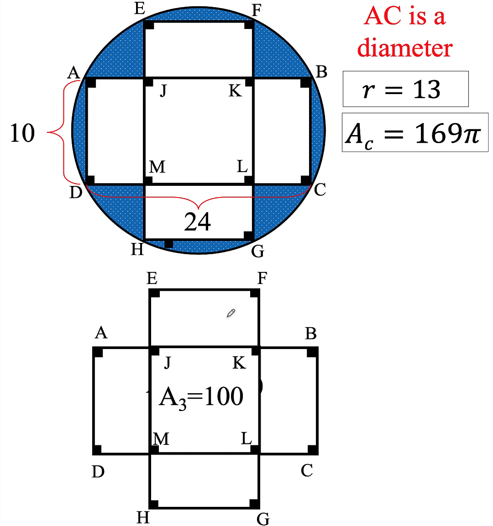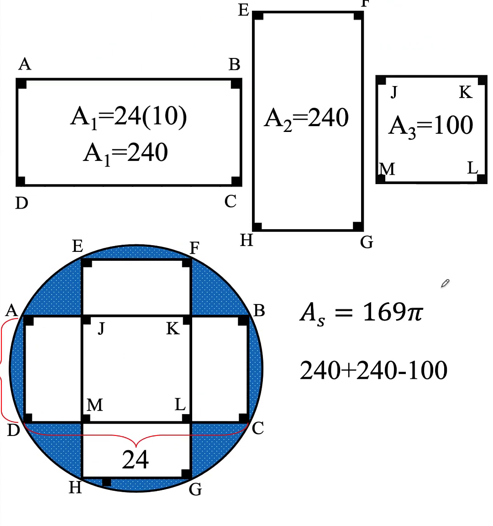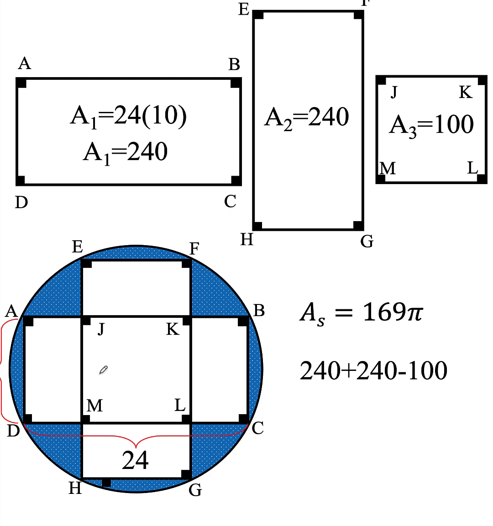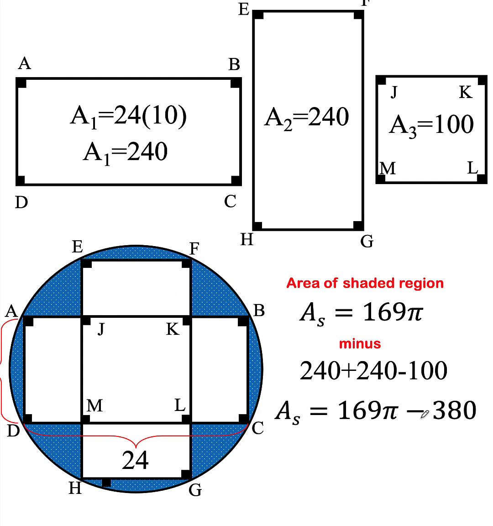The area, therefore, of this figure that forms like a cross is 240 for the first rectangle plus 240 for the second rectangle minus their overlap, which is 100. That gives us the area of this white region inside the circle. So to find out the area of the blue shaded region, we need to subtract from the area of the blue circle, which is 169 pi, the area of this white cross, which is 380 square units.